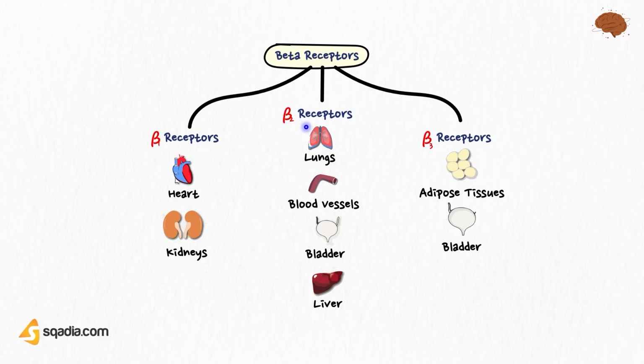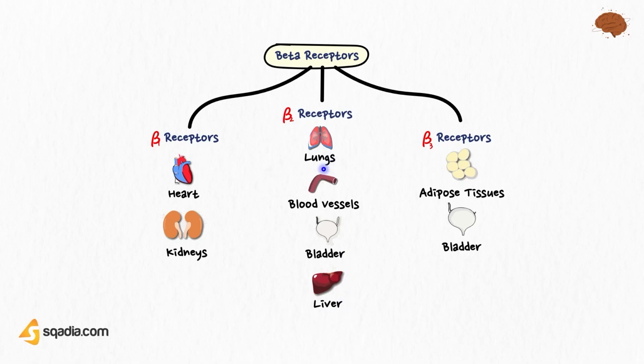Now we will discuss beta 2 receptors. The beta 2 receptors are present in the smooth muscles of the bronchi and lungs, and blood vessels of the skeletal muscles, I would specify here, and smooth muscles of the bladder and uterus. They are also present in the liver, where they show a number of actions.